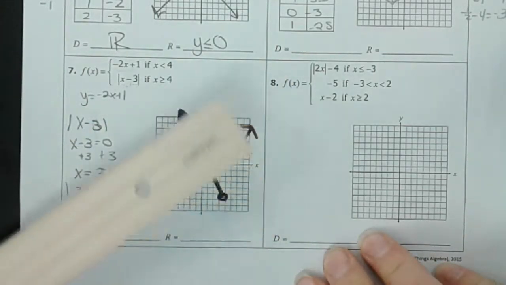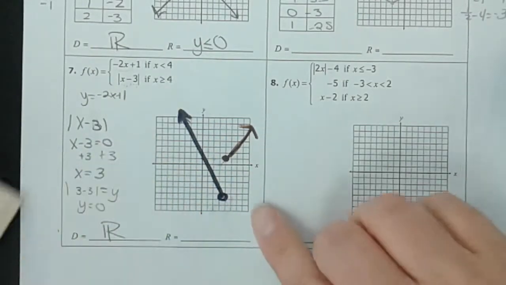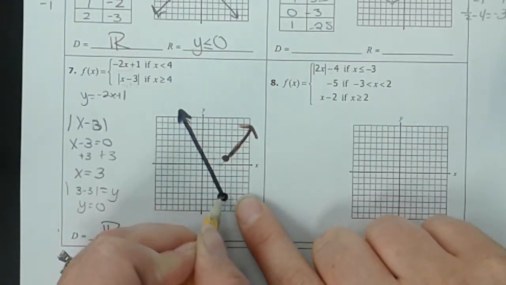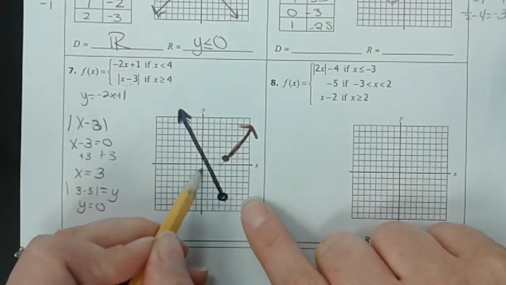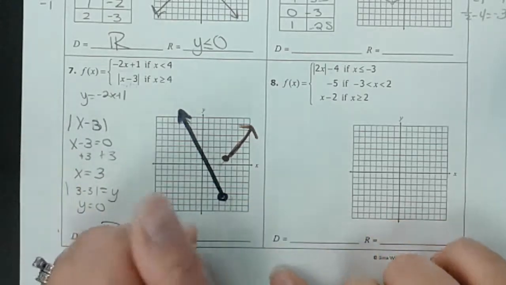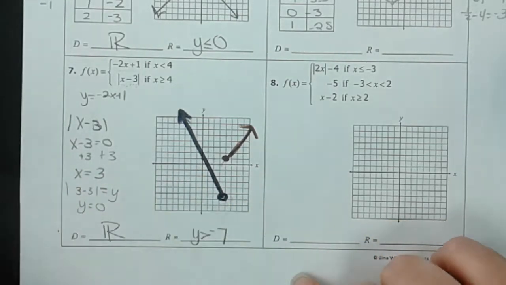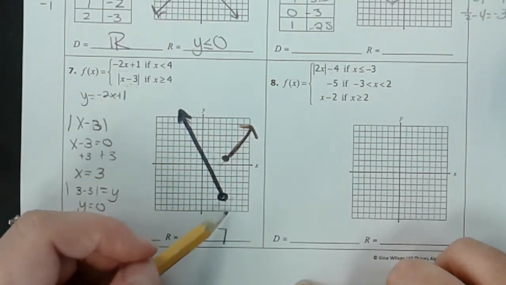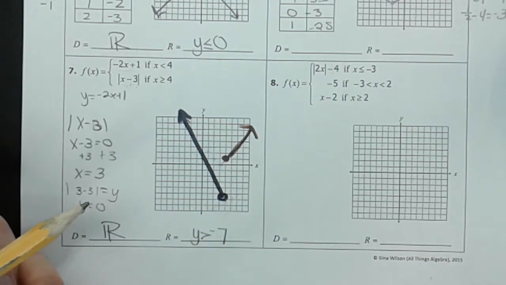And our range, well, I go forever and ever in this direction. But if I come down here, the lowest point that I will ever get to is, let's see, it's actually negative 7. So anything greater than negative 7, I have a point on my graph. But anything less than that, I don't have any points on my graph, right? I have no points on my graph down here, so my range is y is greater than negative 7.